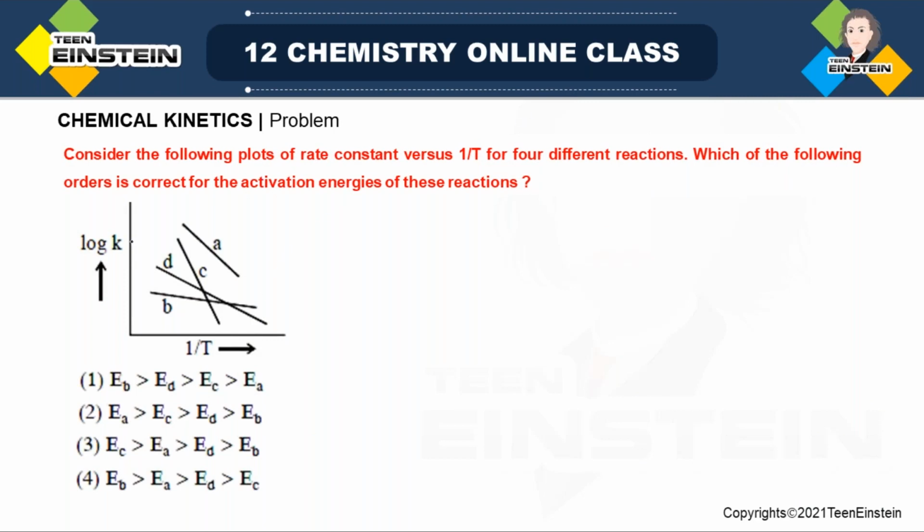Here also we have a plot, with log k on the y-axis and 1 by T on the x-axis. This is a plot of the rate constant versus 1 by T for 4 different reactions. Now, which of the following orders is correct for the activation energies of these reactions? So for the first reaction it is EA, EB, EC, and then, sorry.